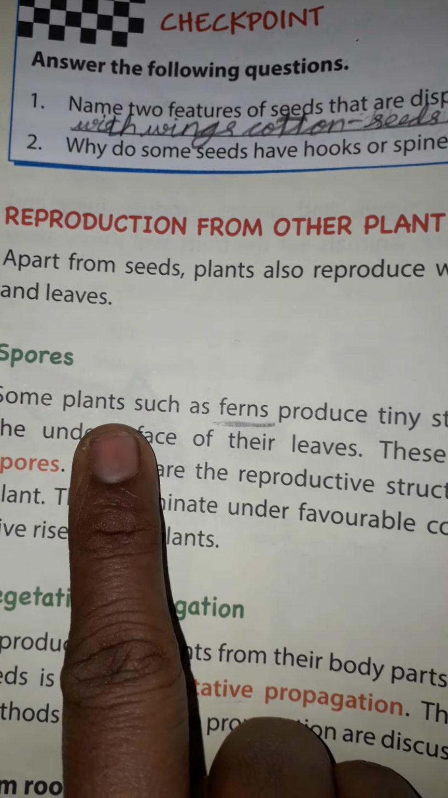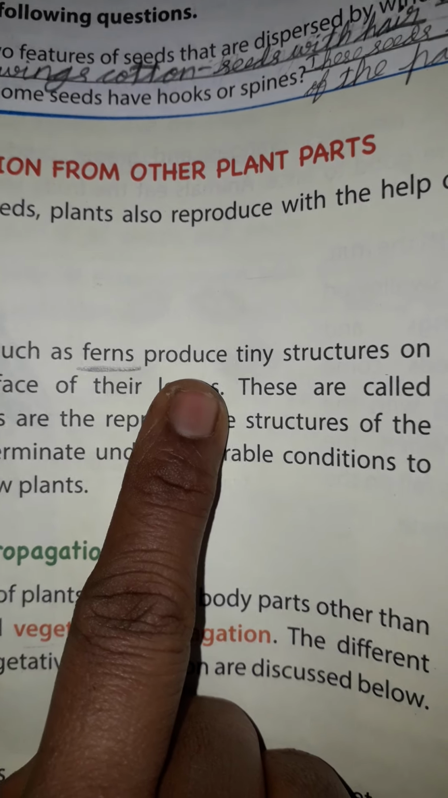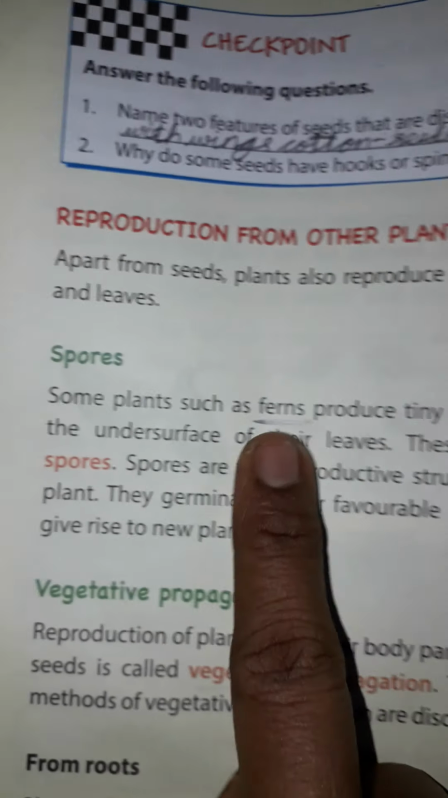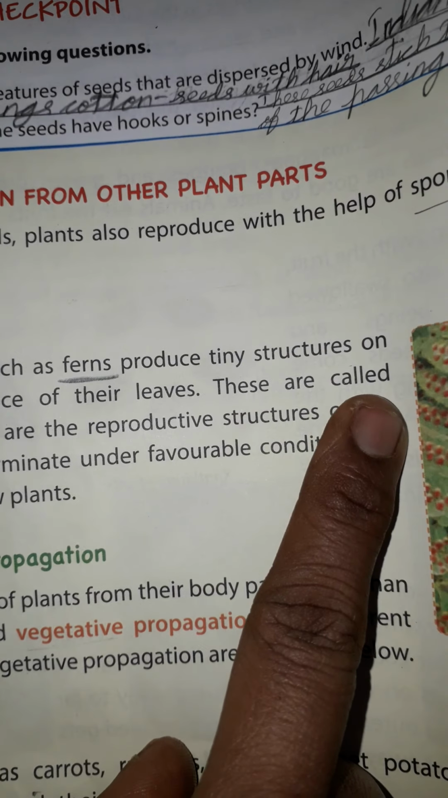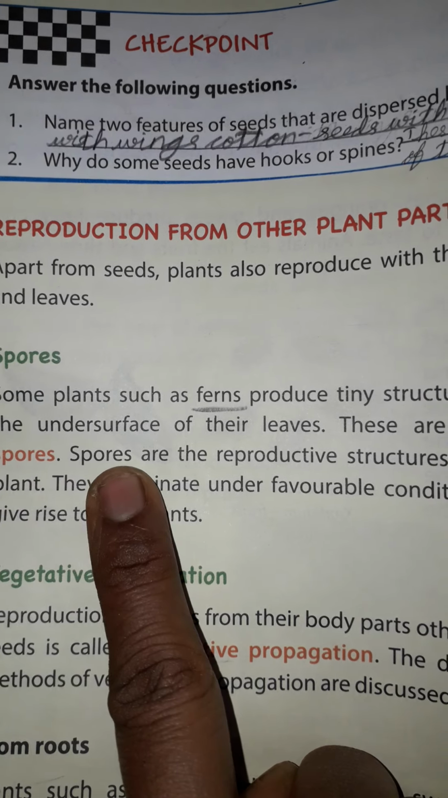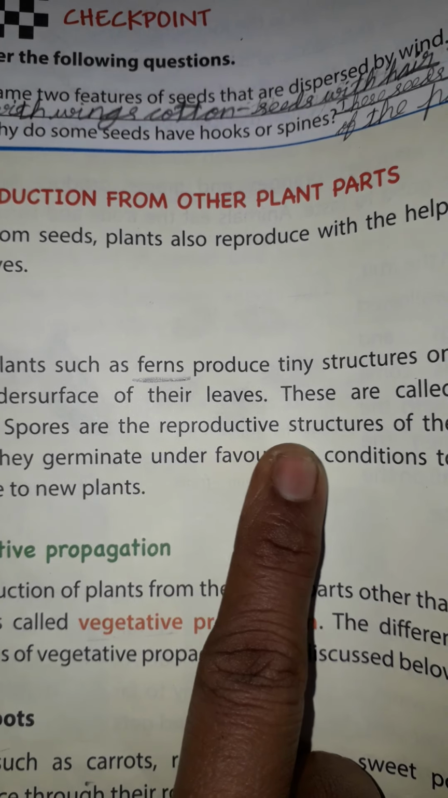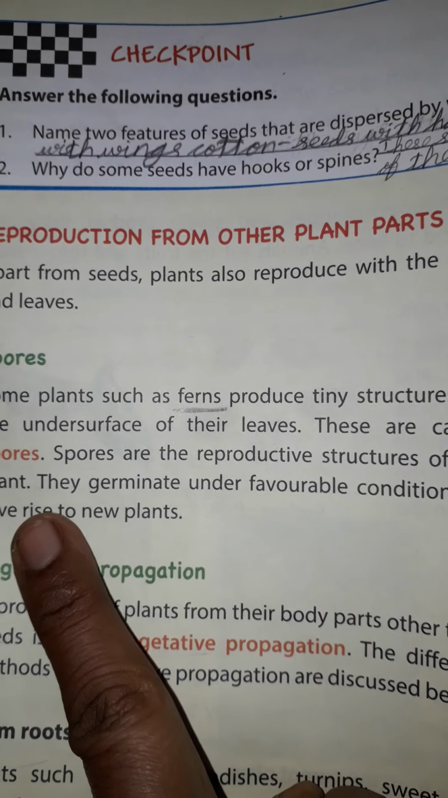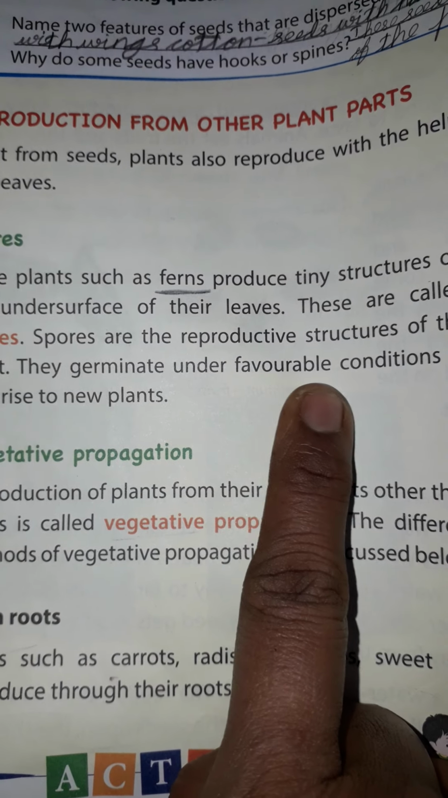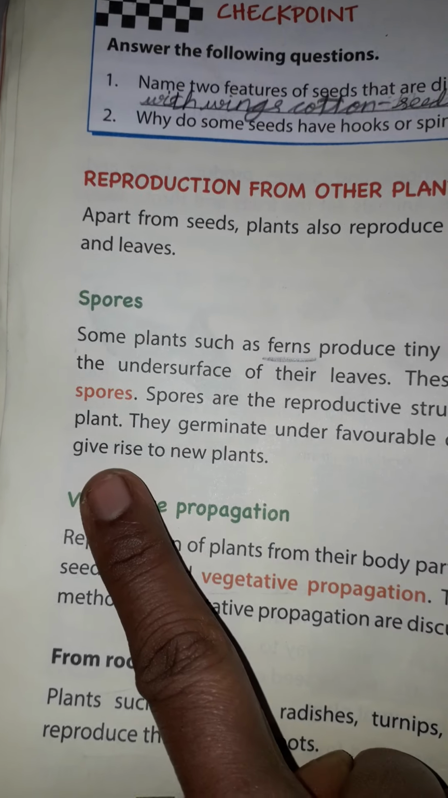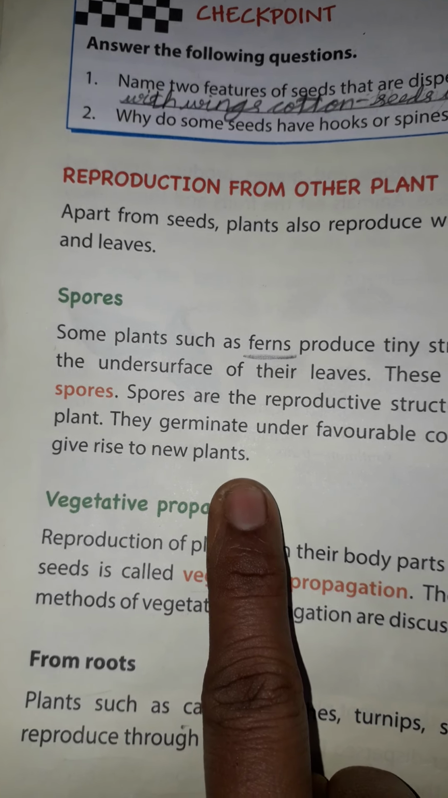Some plants such as ferns produce tiny structures on the undersurface of their leaves. These are called spores. Spores are the reproductive structures of the plant. They germinate under favorable conditions to give rise to new plants.